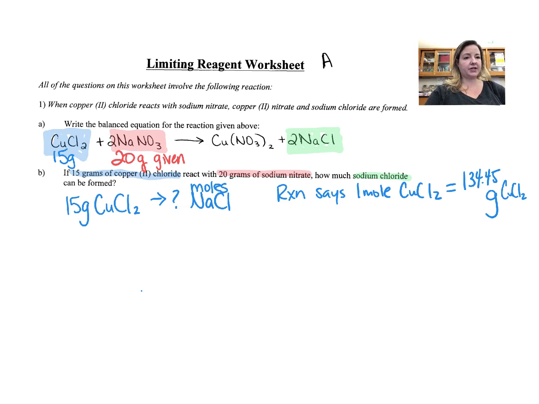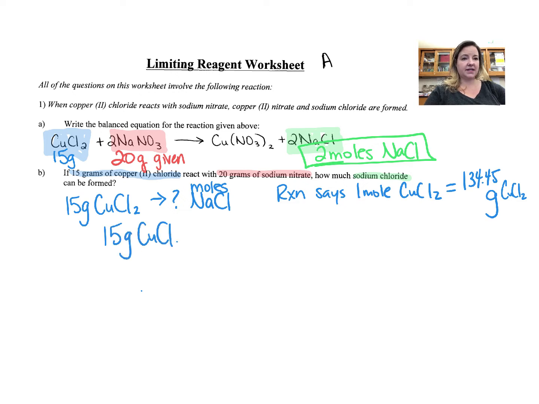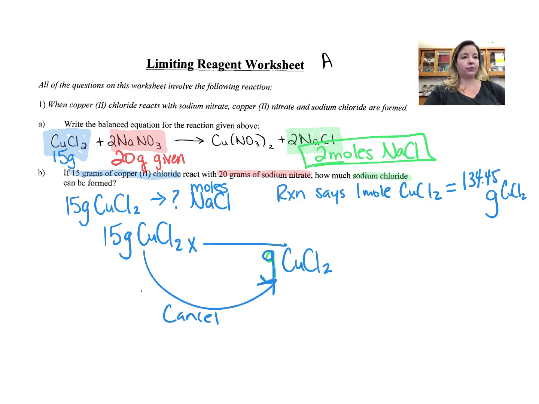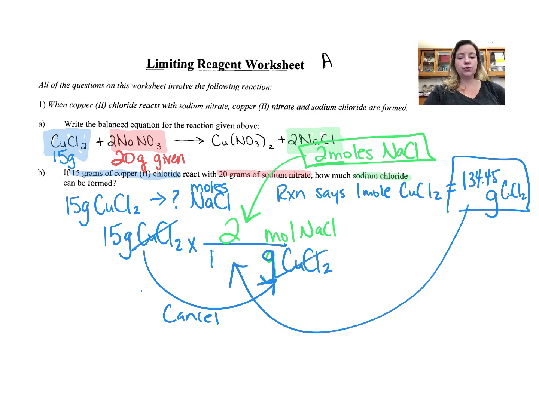The other thing that I need to find out is how much NaCl is going to be made. Well, remember, this balanced reaction tells me that 2 moles of NaCl are going to be made. Since I just want to compare moles to moles, I actually don't need to find the number of grams of NaCl. I can just put 2 moles of NaCl on the top of my conversion factor, and that means my answer will be in moles of NaCl because my grams of copper chloride cancel with grams of copper chloride. When I solve that, I find that I get 0.22 moles of sodium chloride are going to be produced from those 15 grams of copper chloride.